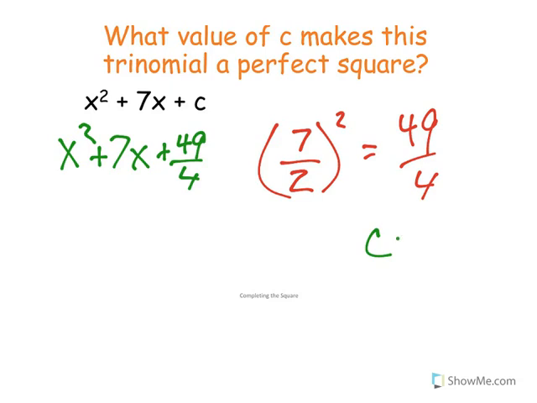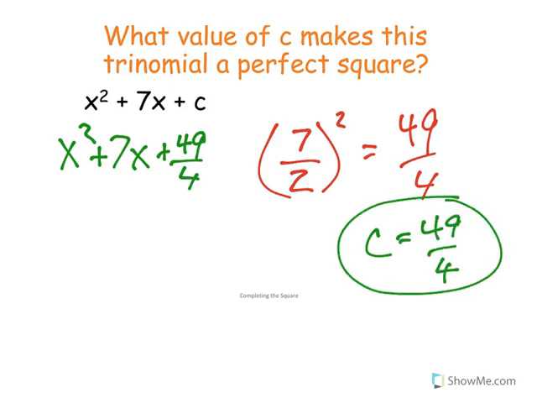So my answer should be c equals 49 fourths. And again, I can check it. Well, we're going to take the square root of 49 fourths, which is 7 halves. And that will actually work perfectly. If I check this, I get x squared. The outer and the inner parts of FOIL are 7 halves x plus 7 halves x, which is 7x. And 7 halves times 7 halves, the last part of FOIL, is 49 fourths. So it will work perfectly.